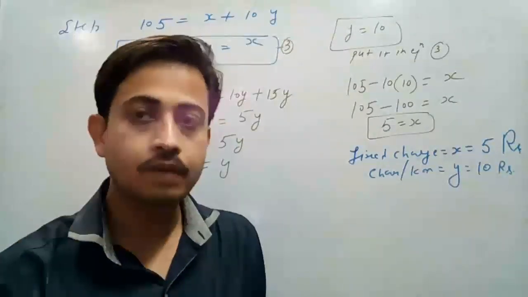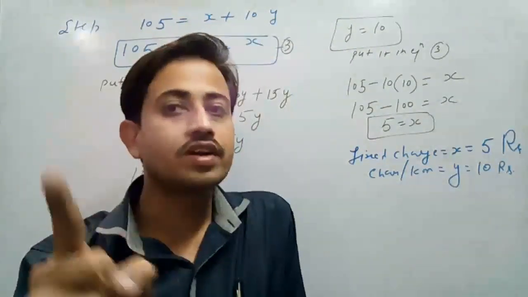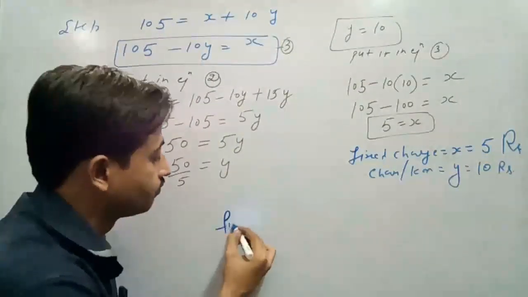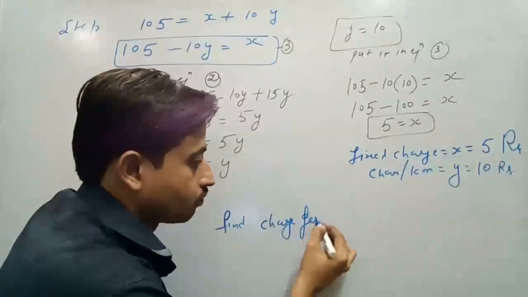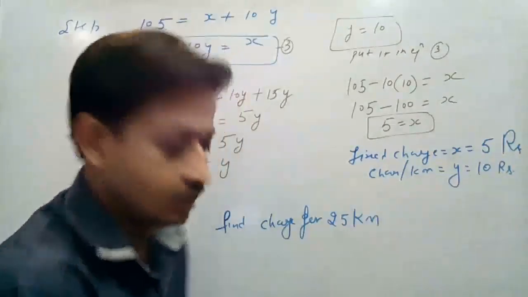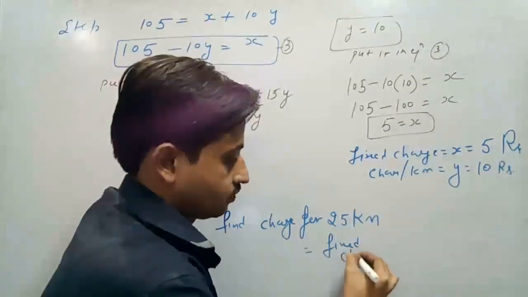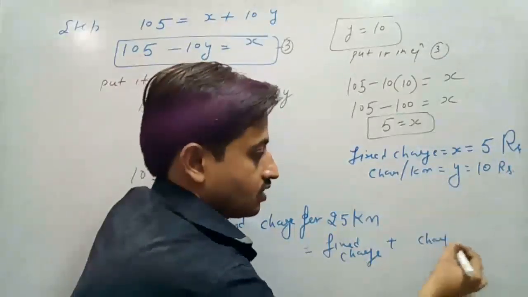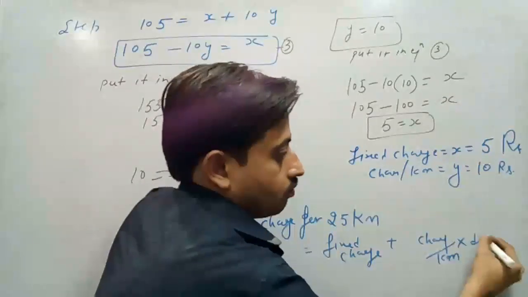Now what's the second part, or your last part? You have to find out the charge for that 25 kilometers also. So we have to find the charge for 25 kilometers. It means the charge is what? Fixed charge plus charge per kilometer multiplied by distance.